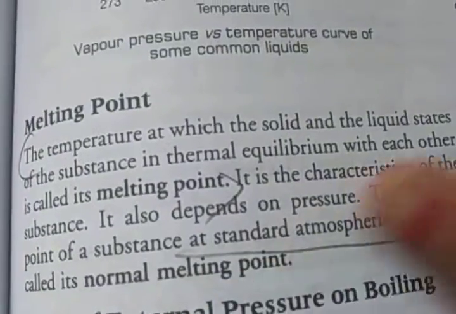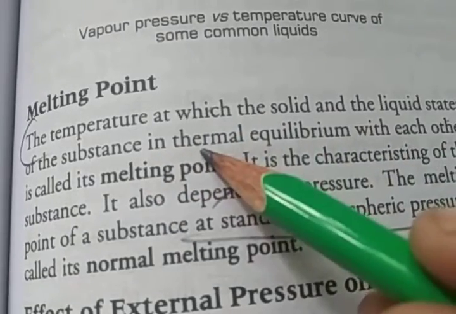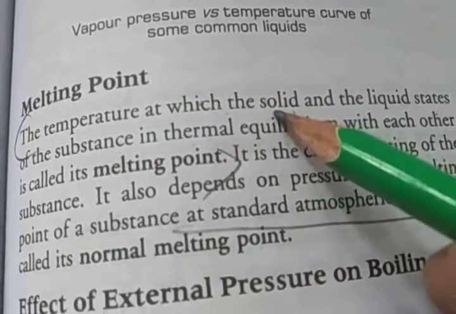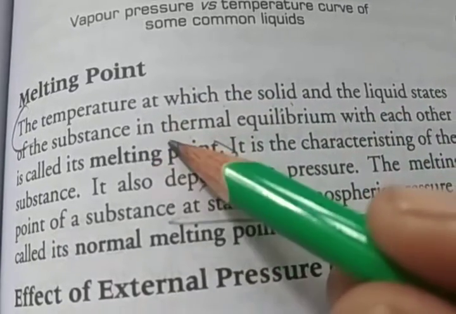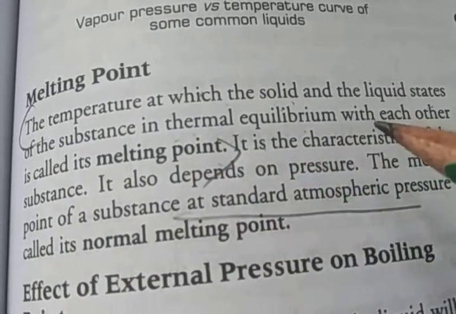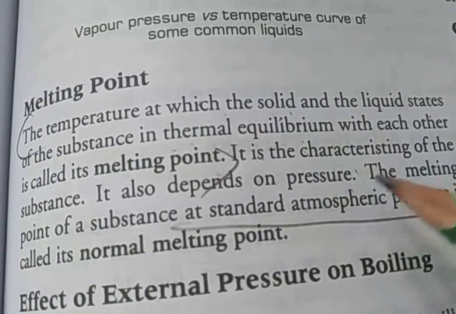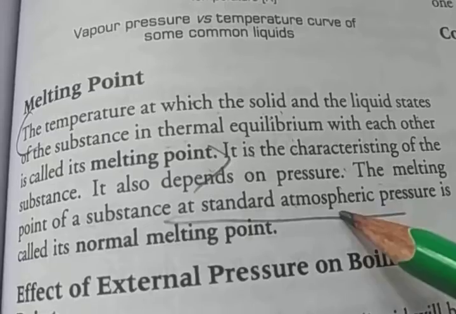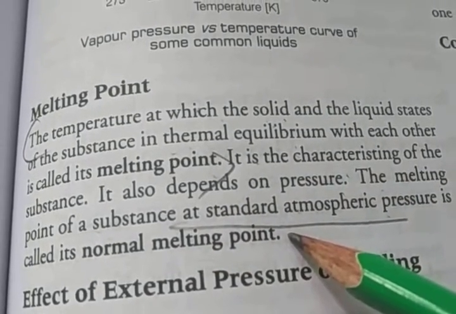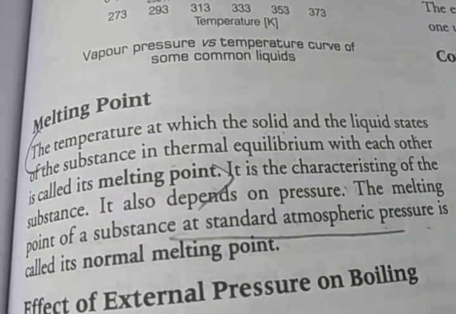Next term is melting point. The temperature at which the solid and liquid states of the substance are in thermal equilibrium with each other is called the melting point, and it is a characteristic of the substance. It depends on pressure. The melting point of a substance at standard atmospheric pressure is called its normal melting point.